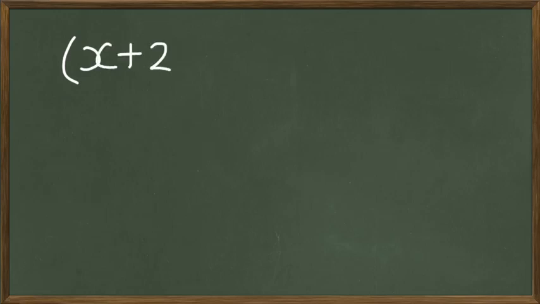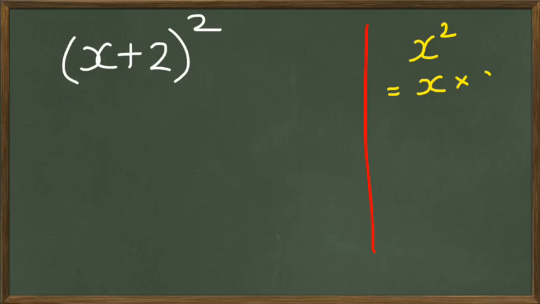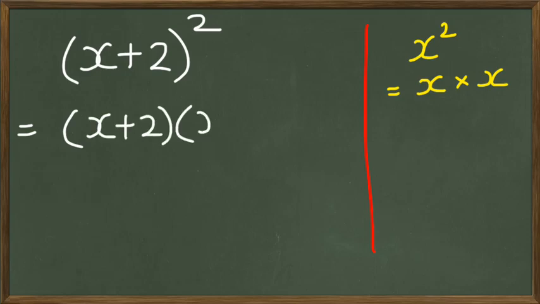If we have x plus 2 squared. Now, if you remember, when we had x squared, this was the same thing as saying x multiplied by x, which means x plus 2 squared is actually equal to x plus 2 multiplied by x plus 2.